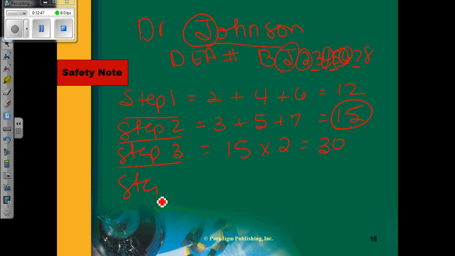And then step 4, what you do is take your sum of step 3 and your sum of step 1 and add them together. So 30 plus 12 equals 42. So if you notice here, the checksum is 8 in his DEA number, and the last digit of your step 4 sum is a 2. So this is invalid. It is not a valid prescription.